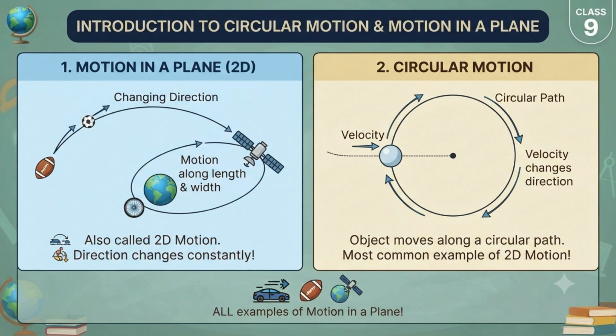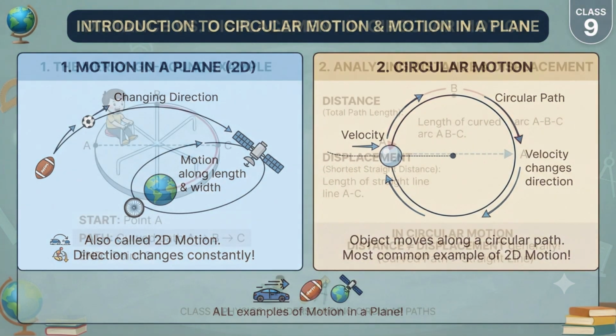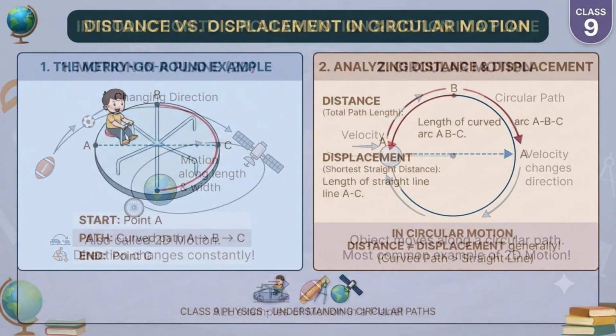In simple words, its direction keeps changing as it moves. One very common example of motion in a plane is circular motion. As the name suggests, when an object moves along a circular path, its motion is called circular motion. Let's understand this with an example.